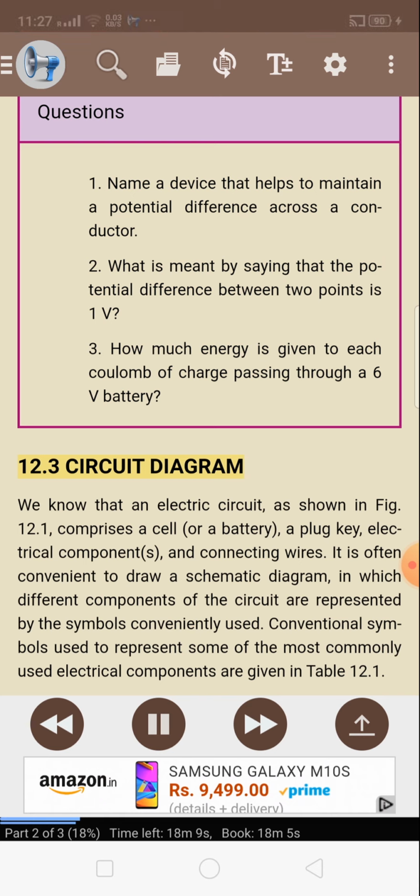12.3 Circuit diagram. We know that an electric circuit, as shown in figure 12.1, comprises a cell or a battery, a plug key, electrical components, and connecting wires. It is often convenient to draw a schematic diagram in which different components of the circuit are represented by the symbols conveniently used. Conventional symbols used to represent some of the most commonly used electrical components are given in table 12.1. Table 12.1 Symbols of some commonly used components in circuit diagrams.